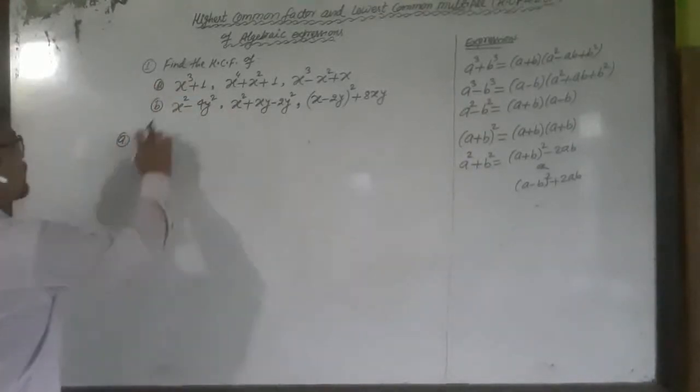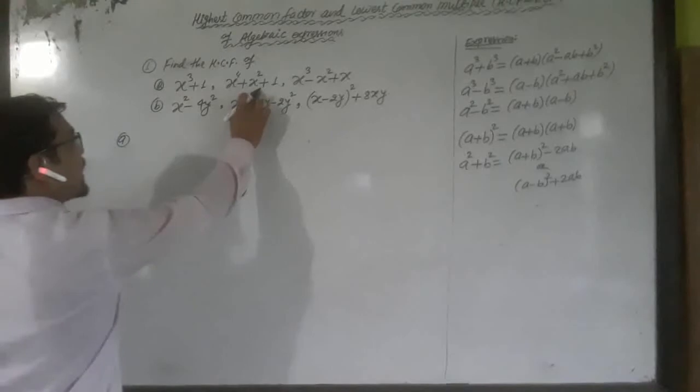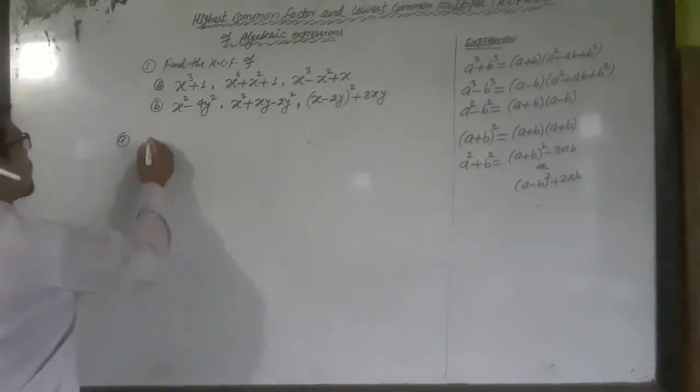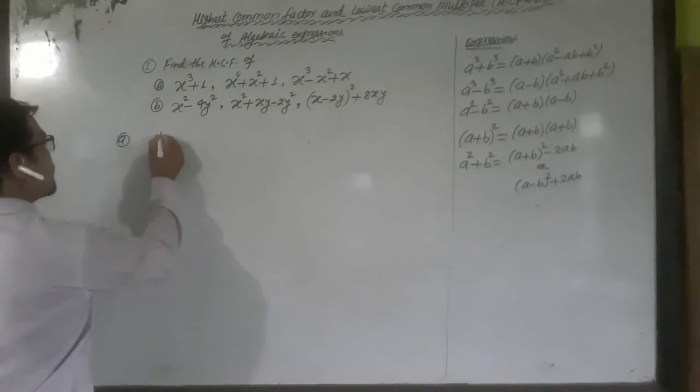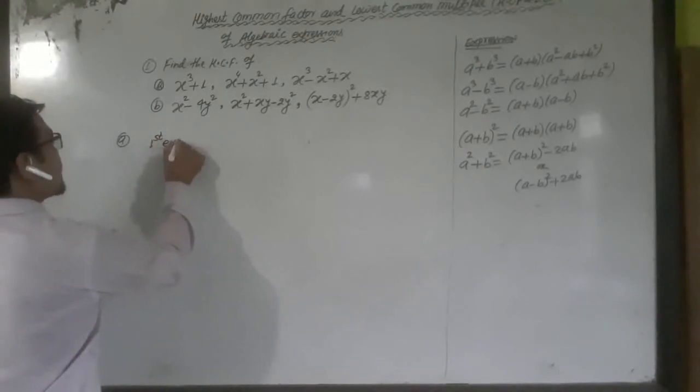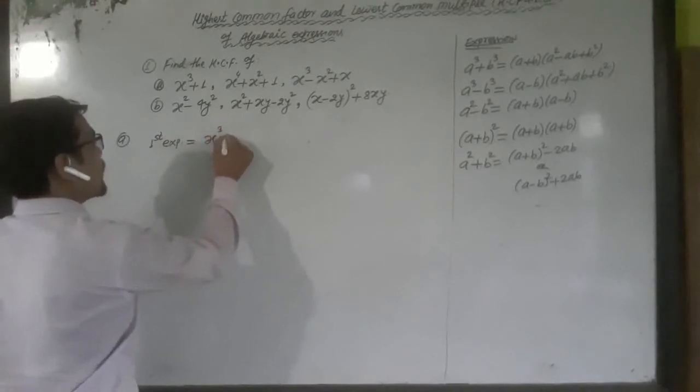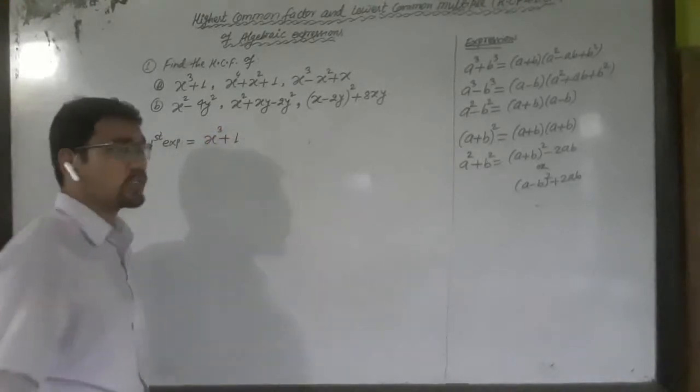So all of you repeat a number. We have first expression, second expression, third expression. Third-wise, we have to factorize it. The first expression I am taking here. First expression is x cube plus 1.